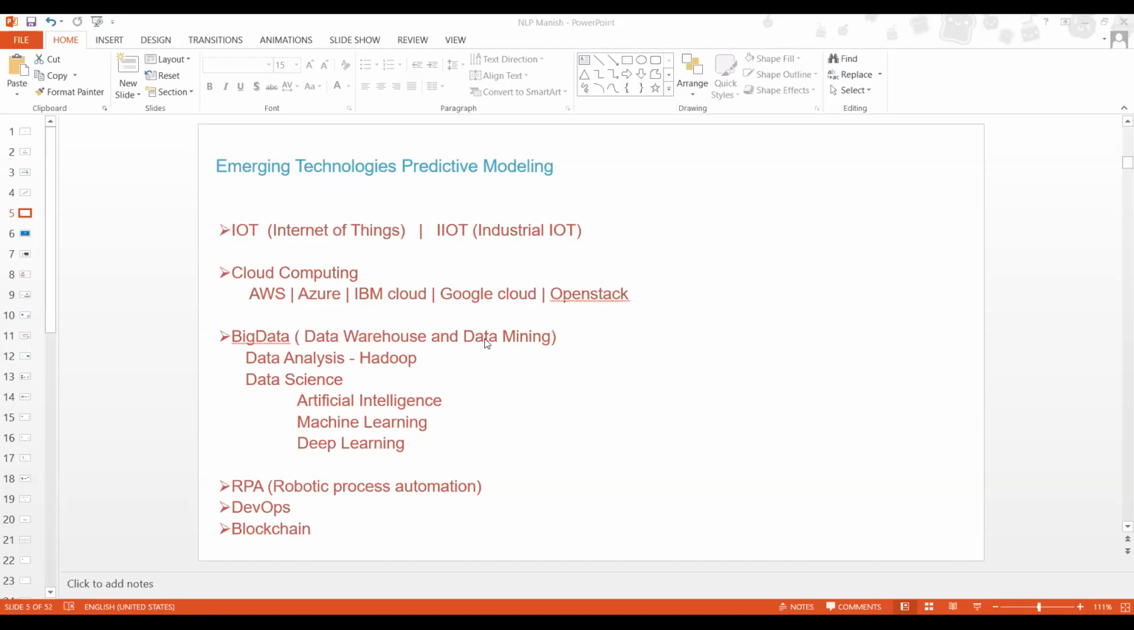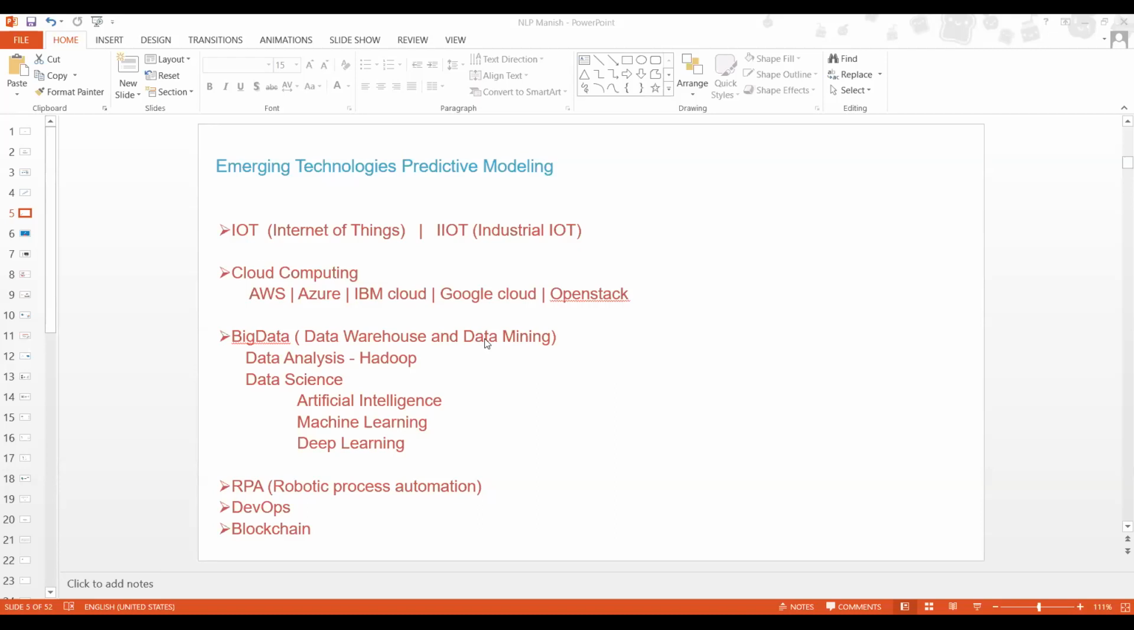Second one, we have cloud computing. What is the role of cloud computing for this modeling technique? Whatever database is coming from the IoT and whatever operation we are doing with the help of machine learning, we need to keep it in one place. That place we take with the help of a cloud computing model. Here we can use public, private, hybrid, any of the cloud models.